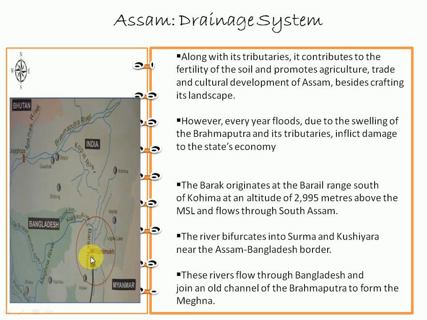You can see this is the Barak River. And on the Barak River, there is a famous dam. Its name is Tipaimukh. It is shown in this map. This is the Loktak Lake. Then you can see the Meghna and the old Brahmaputra River, and later on it will enter Bangladesh. The Barak originates in the Barail Range, a very important fact. The origin place of the Barak River is the Barail Range, south of Kohima at an altitude of 2995 meters above the mean sea level, and it flows through South Assam. The river bifurcates into Surma and Kushiyara near the Assam-Bangladesh border. These rivers flow through Bangladesh and join an old channel of the Brahmaputra to form the Meghna. You can see these facts in the map.